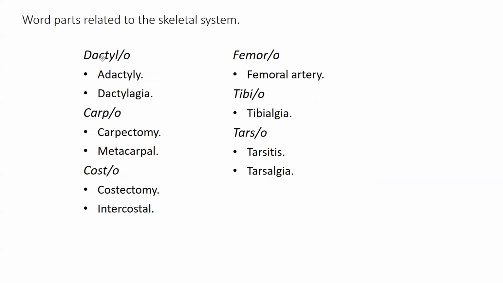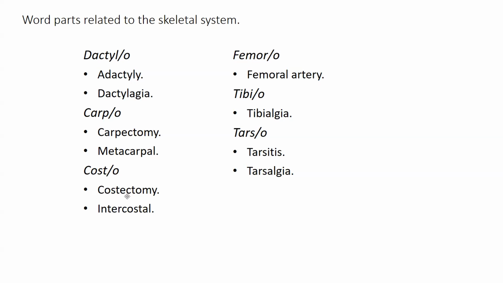Dactylo, as I mentioned, refers to your digits, your fingers or toes. So adactyly means you don't have any fingers. Dactylalgia means you have pain in your fingers. Carpo refers to the wrist. So carpectomy means removal of one of the wrist bones. A metacarpal: meta means on top of or above, and so those are the bones of the palm. So they're distal to the wrist bones.